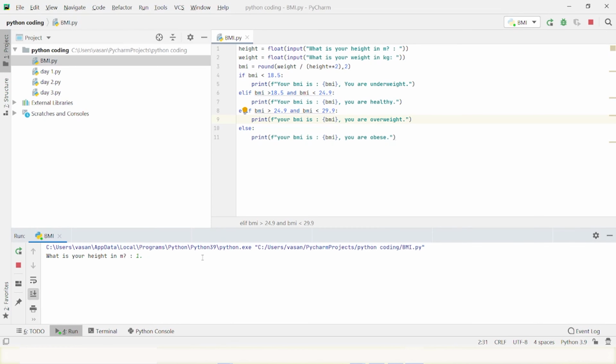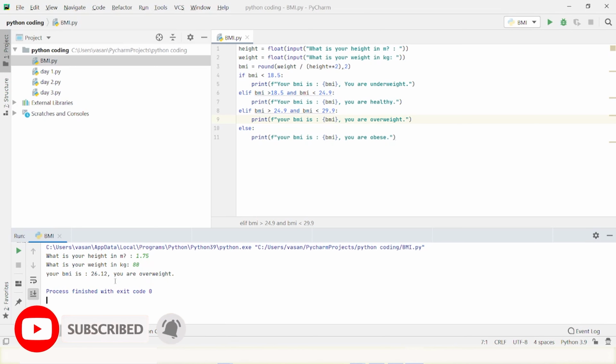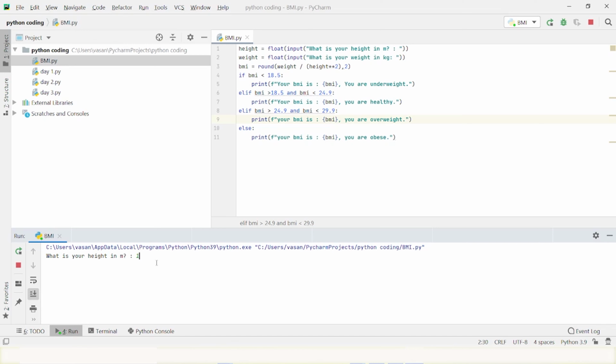Again the same input, 1.60 and 50 kgs. Oh, pretty sure I'm healthy. Okay, another input like 1.75 with 80 kgs. Okay, you are overweight. And 1.8 with 90 kgs. Okay, overweight.